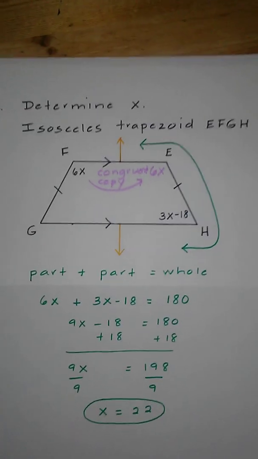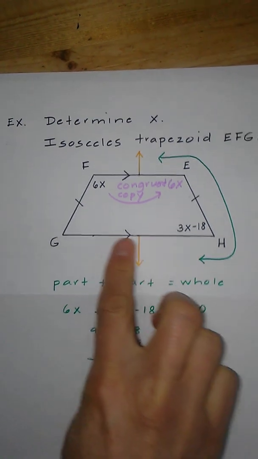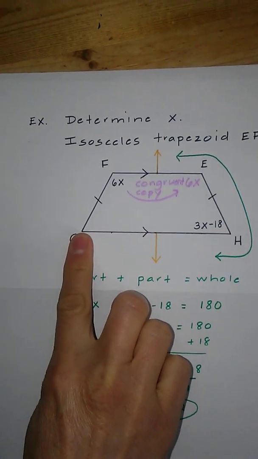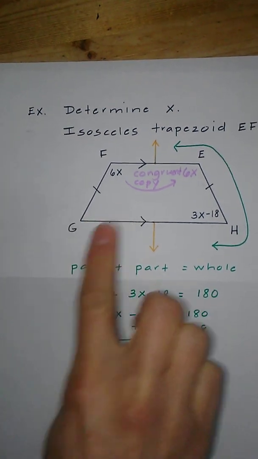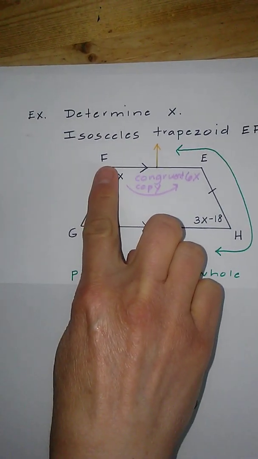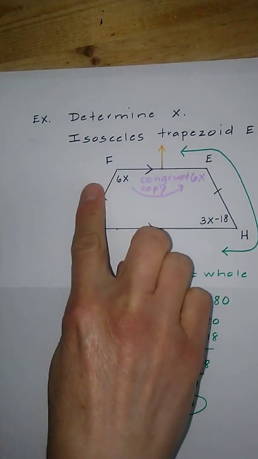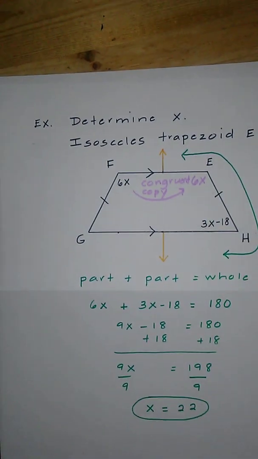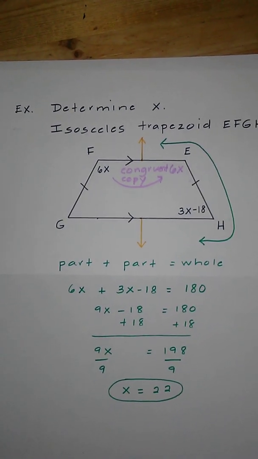So again, please watch for this copying strategy if you follow along the base and the other angle's not labeled. And when you do this copying strategy, you only need to do it once, so I just happened to pick this shorter base and copied 6x. So I had an expression to work with for angle E.